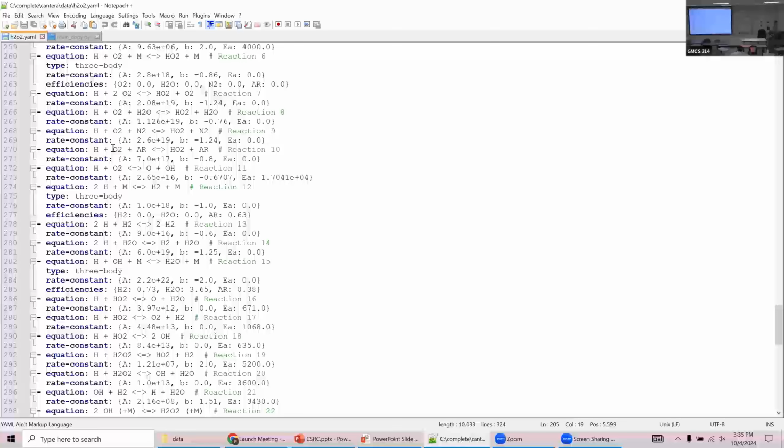So here we have the proposed reactions that are relevant for hydrogen combustion. So, for example, we have here two hydrogen radicals plus H2O gives us H2 plus H2O, and here we have the prescribed rate constants. So, the pre-exponential factor, the activation energy, and here we have a constant that modifies the pre-exponential factor by an exponent of temperature.